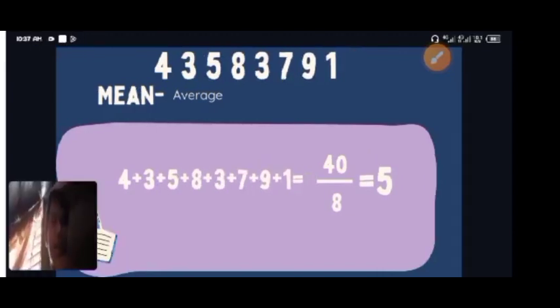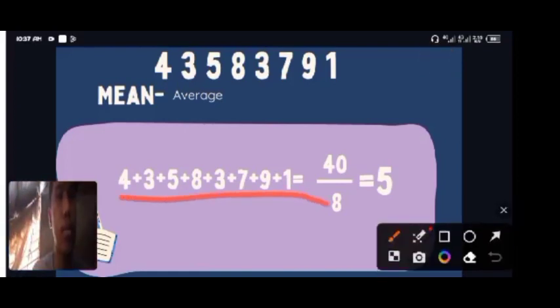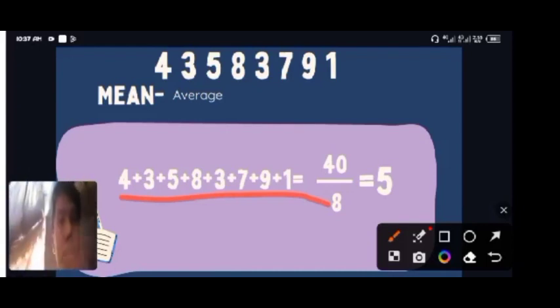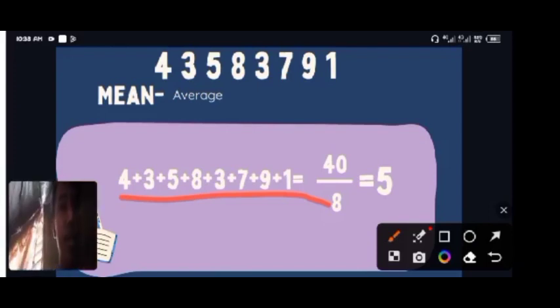Mean is the average. Ang gagawin natin para makuha ang mean, i-add natin lahat ng numbers at i-divide sa kung ilang numbers meron tayo. I-add natin 4 plus 3 equals 7. 7 plus 5 equals 12. 12 plus 8 equals 20. 20 plus 3 is 23. And 23 plus 7 is 30. And 30 plus 9 is 39. And 39 plus 1 is 40. In this case, ang number of data natin is 8. Then, i-divide natin siya. 40 divided by 8 is equal to 5. So, ang mean natin ay 5.